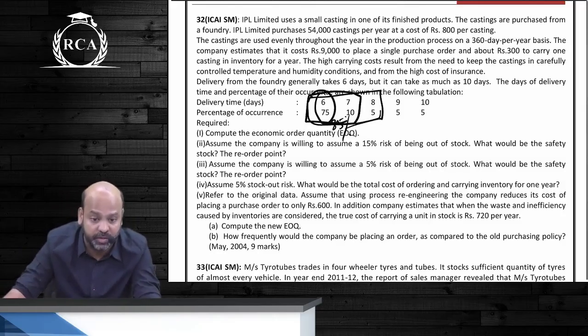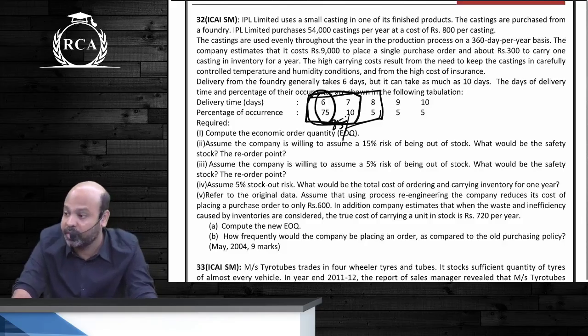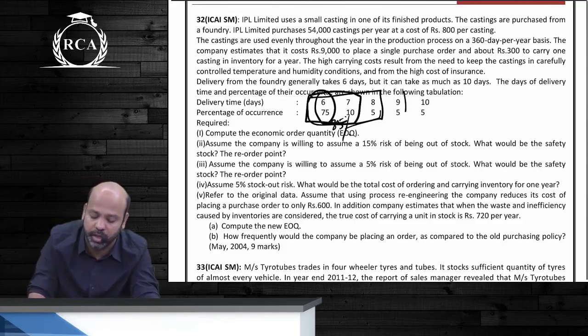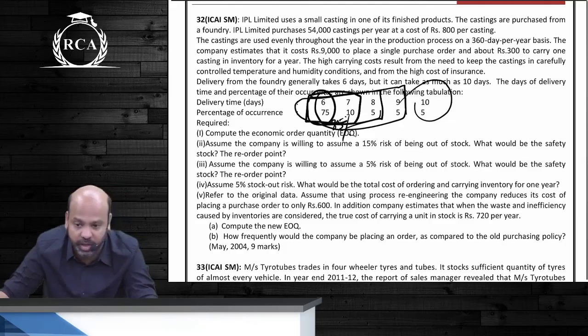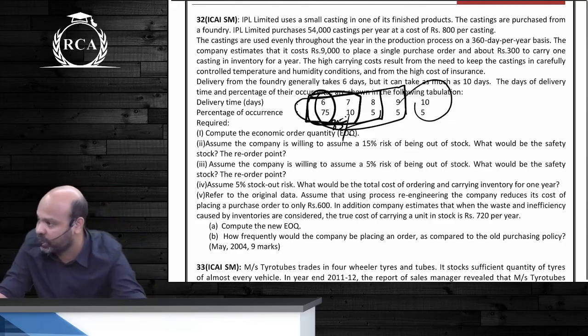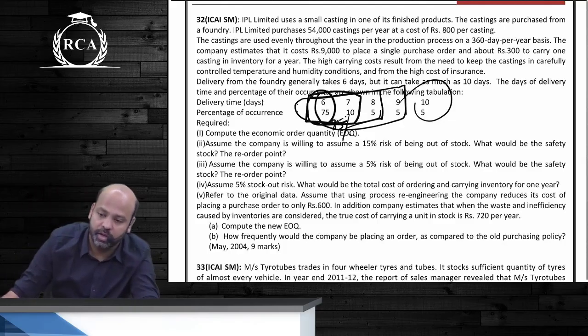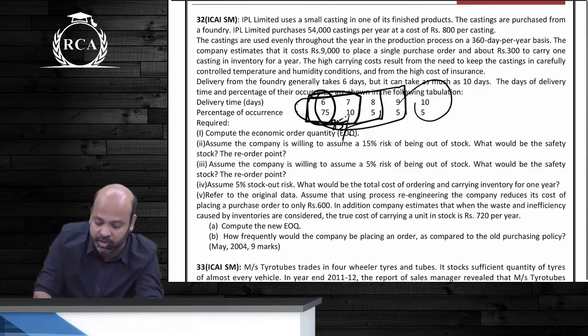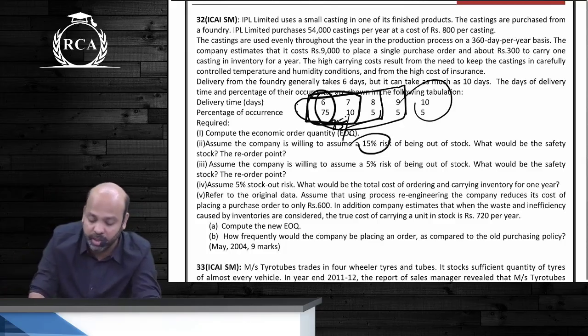There's a 90% chance that the supplier will deliver the material, guys, in 8 days. That means we're still taking a 10% risk. If you maintain reorder level based on 9 days consumption, we're still taking a risk of 5%. If you take reorder level based on 10 days, there is zero risk. Now we will see better. He's asking us to take how much risk? That means we should take reorder level based on how many days?